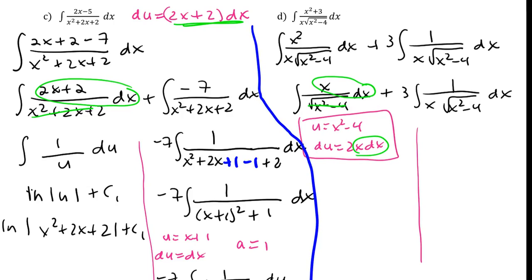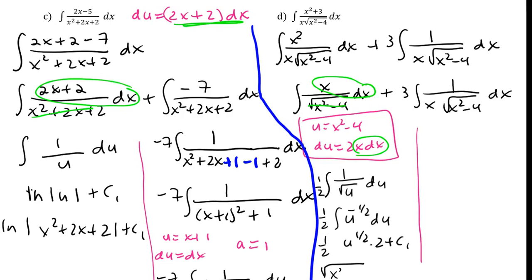Okay, so back to this. I let the square root of u go on the bottom. x dx got replaced with 1/2 du. We have to make this calculus friendly, which is u to the -1/2 du. If I integrate, I get u to the 1/2 times 2 plus c1. Now the 1/2 and the 2 cancel. I get the square root of u, which was x squared minus 4 plus c1.